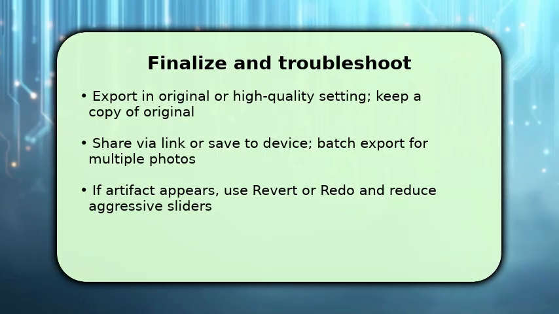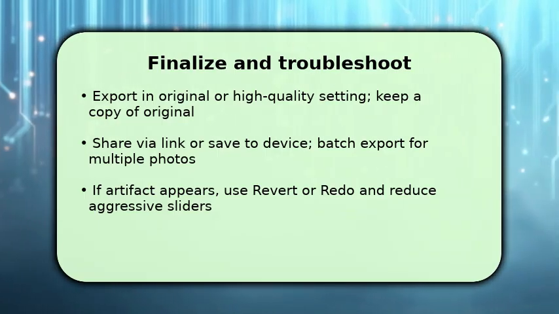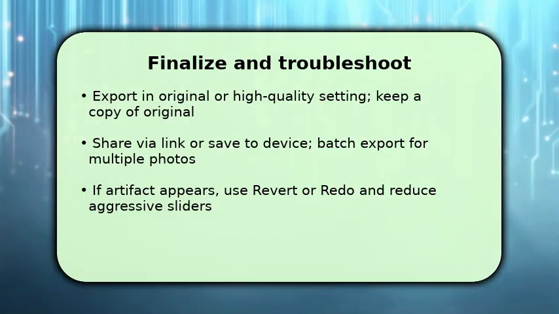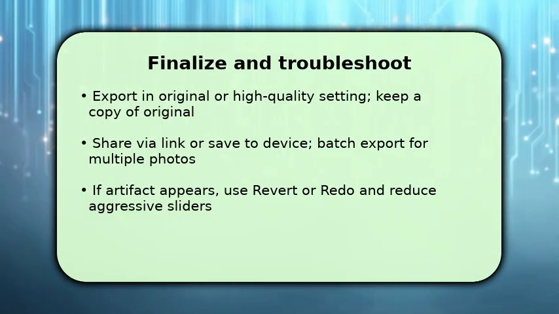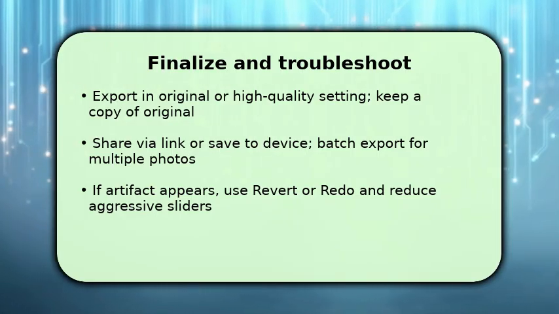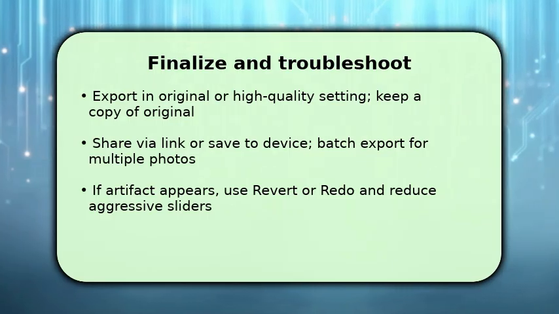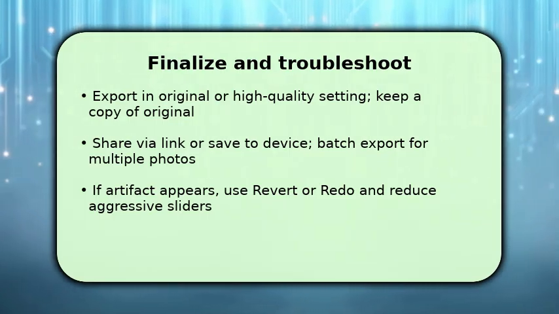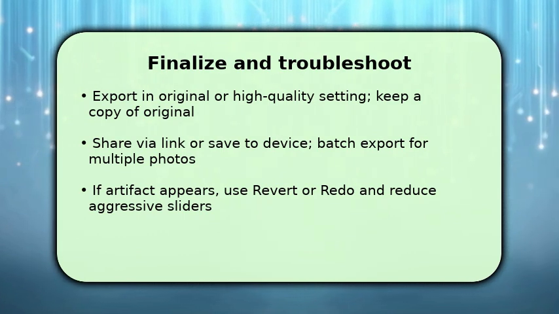If you see artifacts or unnatural skin tones, revert the last change, reduce aggressive sliders like clarity or warmth, and reapply subtle adjustments. That usually fixes overprocessing. If Remove Objects created issues, use Redo or slightly paint a smaller area and reapply the fill.